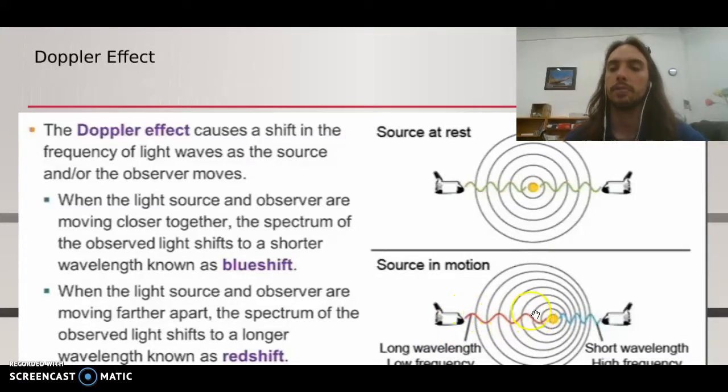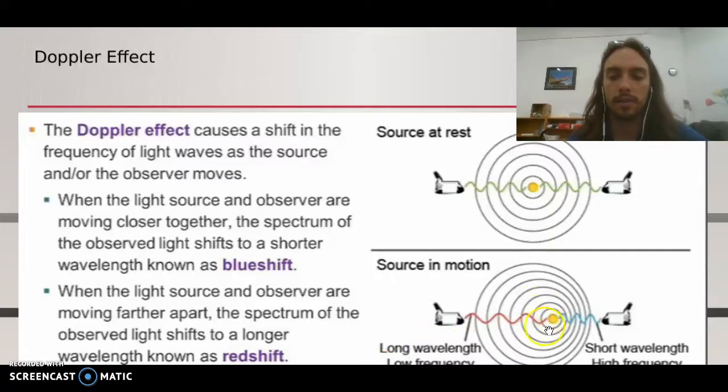When that police car is coming towards you, it's kind of scary because it's coming at you and the pitch is increasing and the frequency is increasing, but as that police car is moving away from you, as we see here in this red shift, the frequency and the pitch are decreasing. It sounds like it's getting farther away because it is, and that's just what the light or the sound energy is doing. The important thing to know is that the red shift is when the light source and the observer are moving further apart.